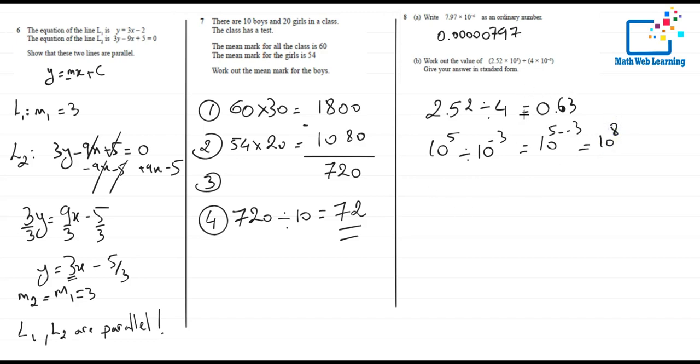Put the two together, 0.63 times 10 power 8. Now you can see this is not a standard form. To make it a standard form, you need to have the decimal point between the first and the second digit. So I need to move it here. We're moving it one place to the right, so we need to multiply by 10, and therefore we need to divide by 10 to keep the value of the whole number unchanged. So the answer is 6.3 times 10 to the power of 7.